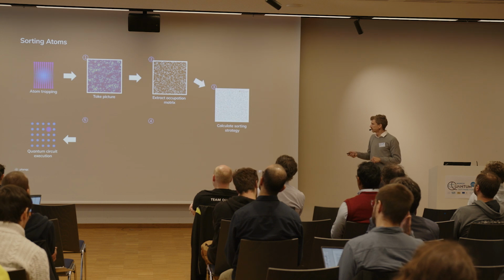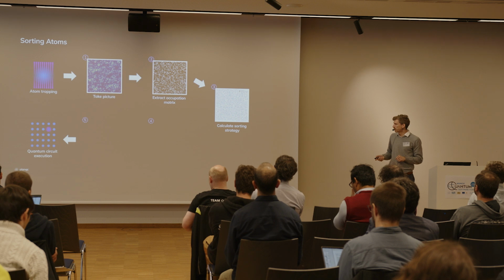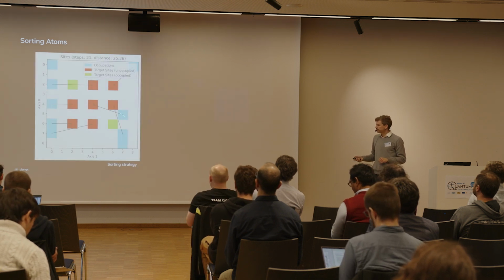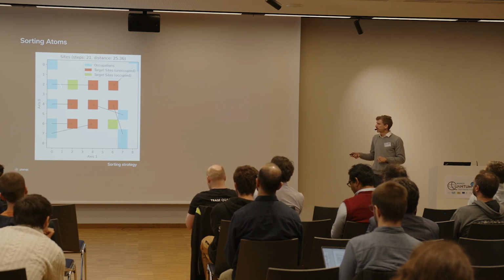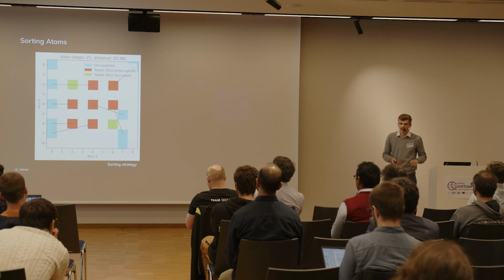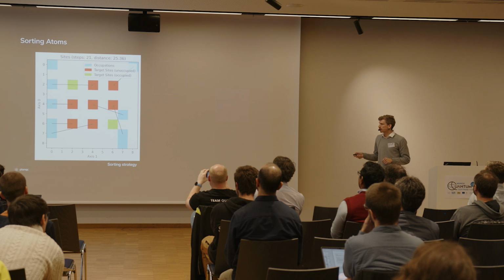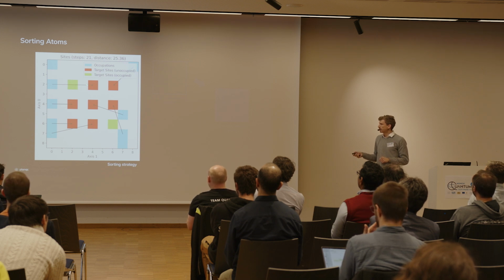Now, after you have extracted the occupation matrix, you need to do a sorting strategy. Basically what this means, very simplified: you have this grid of 9 by 9 possible sites where an atom could be. It's blue when there is an atom, red when you want to have an atom there, and green if you want to have an atom there and it's already there. So what you need to do is to assign an atom to each of these spots.